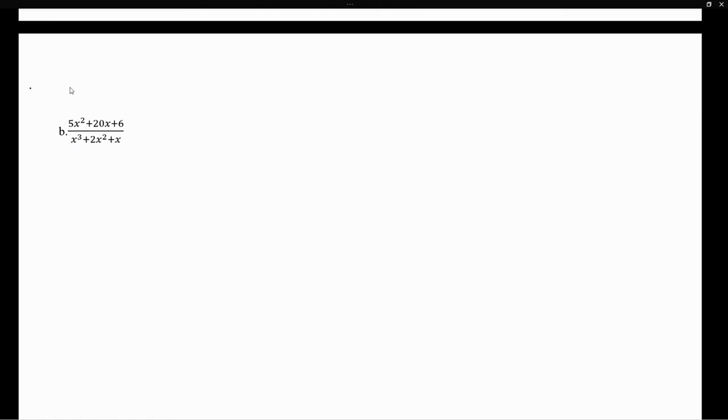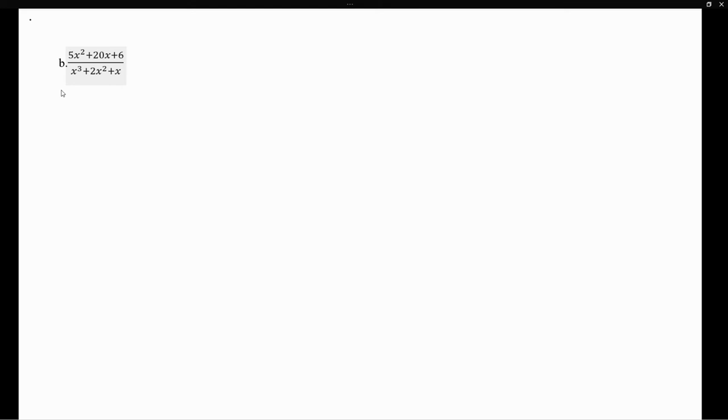Now you can just verify this on your own time, but the denominator can be factored out as follows. The numerator is 5x squared plus 20x plus 6. And now the denominator can be factored out as x times (x plus 1) to the second. You can verify: you take out an x from here, and now you're going to end up with (x plus 1) to the second. So therefore, my denominator can be just rewritten in this form.